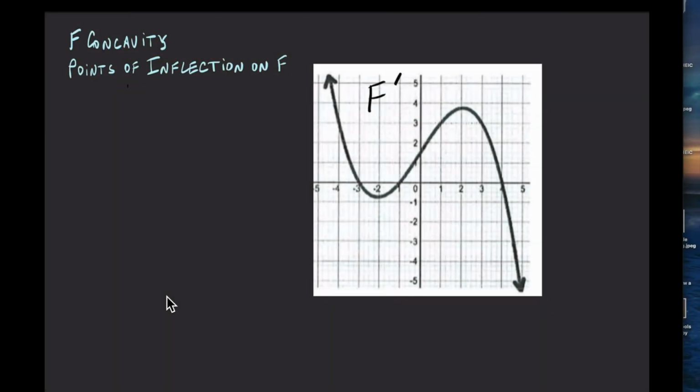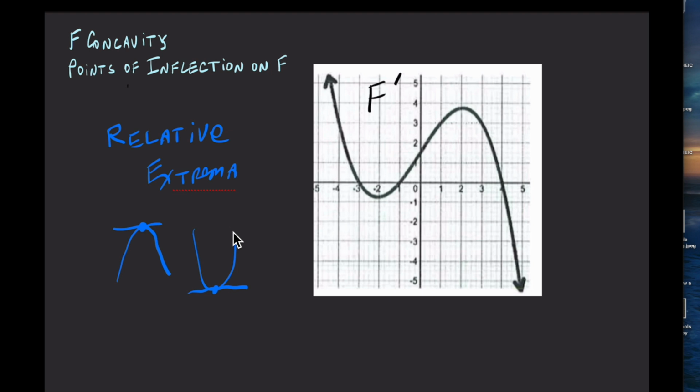Now, folks, before we leave the topic of relative extrema on f using the graph of f prime, we mentioned that a relative extrema on f is going to have a slope of 0, and that's going to manifest in a y value of 0 on f prime. And that's going to be true whether it's a relative maximum or a relative minimum.